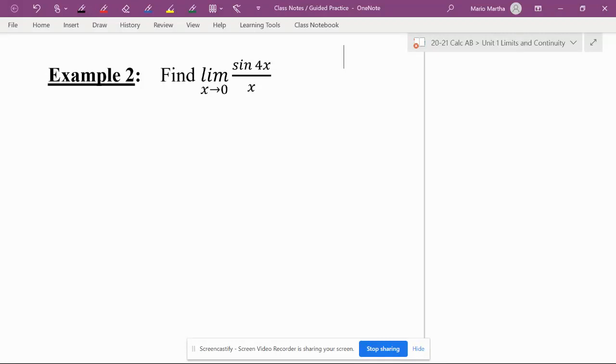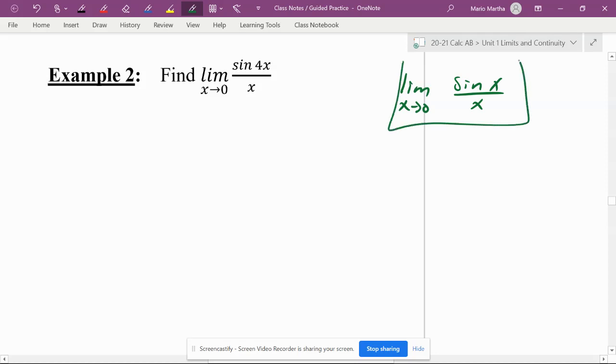All right, welcome back to topic 1.8, example 2. Find the limit as x approaches 0 of the sine of 4x over x. So here, if you notice, we're getting pretty close to where we want to be, which is the limit as x approaches 0 of the sine of x over x. So we want to make sure that our function is similar to that one, right? Like sine of x over x.